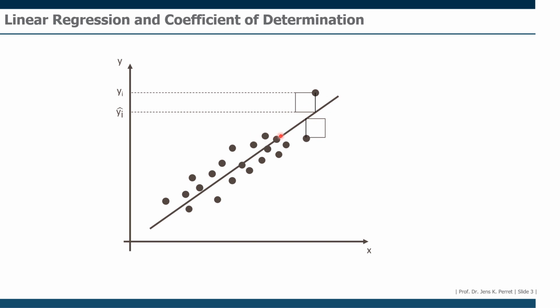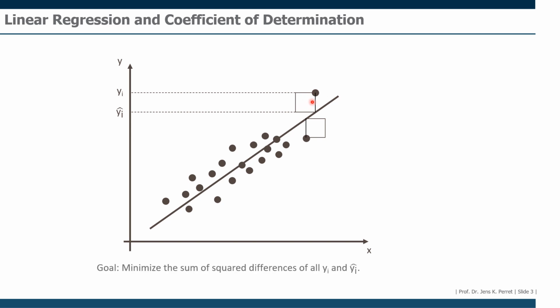Well, how can we actually calculate the area of these squares? First off, we have the y value of our data point. That's given already. However, we can also calculate this y hat value. That's the value we get if we insert the original x coordinate into our artificial line. That's the y value of the line at the same coordinate as this point for x. So we get y hat, and this gives us the distance here. Now we can simply square this, giving us the area of this square.